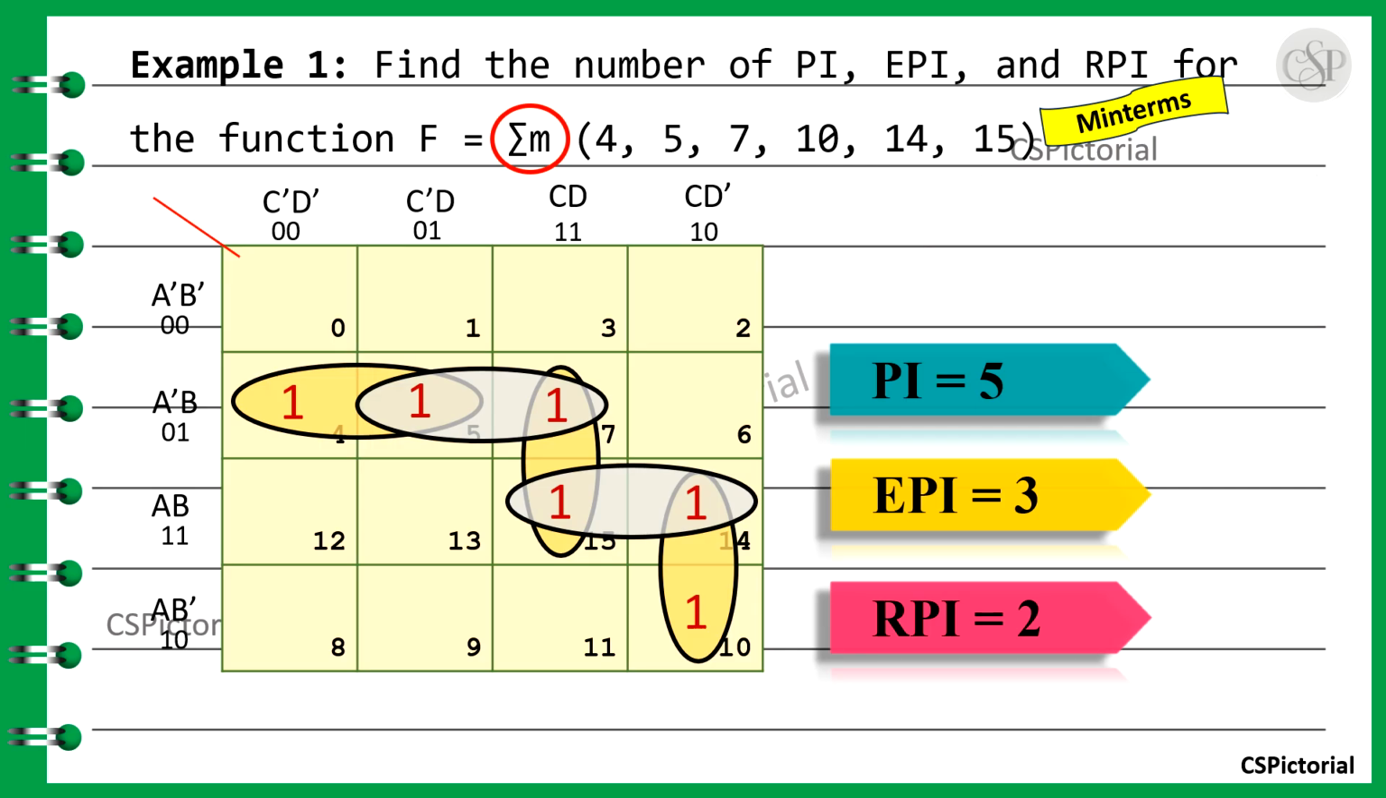Finally, the number of prime implicants for this Boolean function is 5. Number of essential prime implicants is 3 and number of redundant prime implicants is 2.